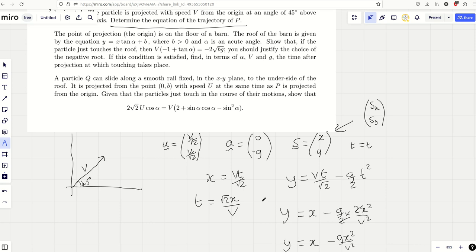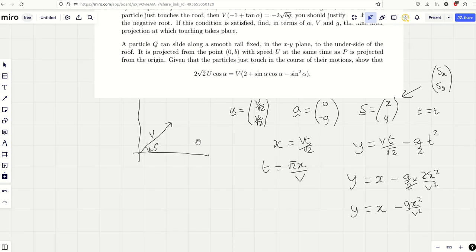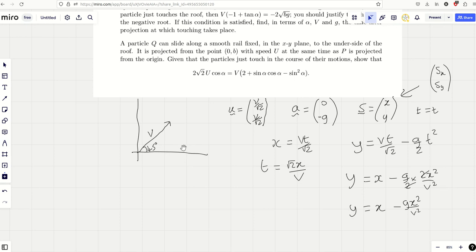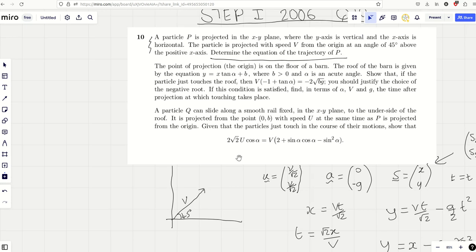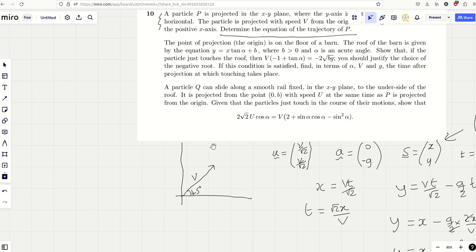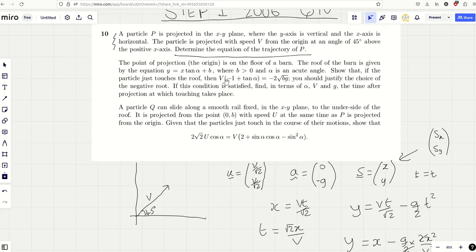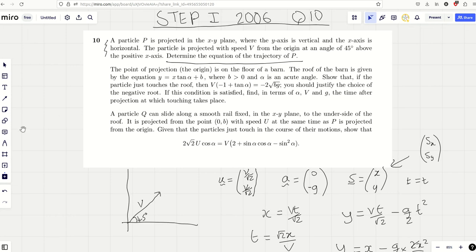And perhaps it would be a bit more obvious what I was doing here, but that is the equation of the trajectory of P. That's what they mean, the path that P takes in terms of y and x, well, y in terms of x. Okay, the point of projection, the origin, is on the floor of a barn. The roof of the barn is given by the equation y equals x tan alpha plus b. Interesting. Okay, so let's try and draw this on my diagram, the barn roof.